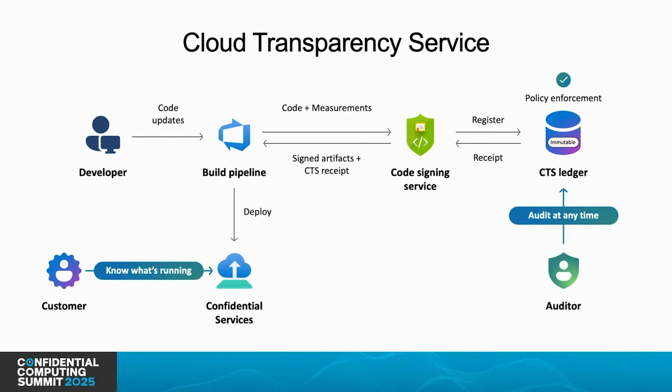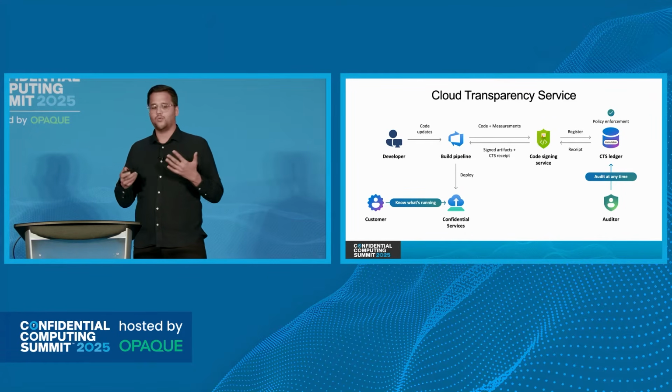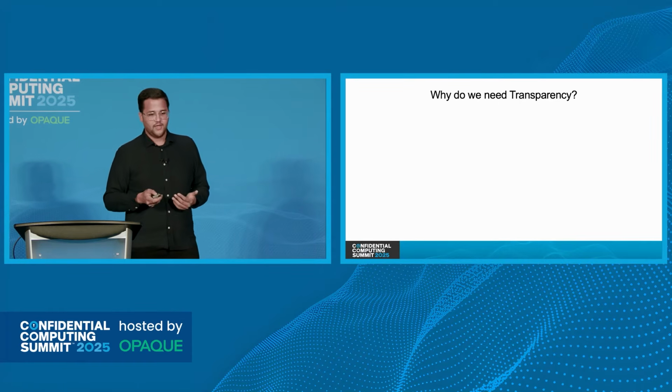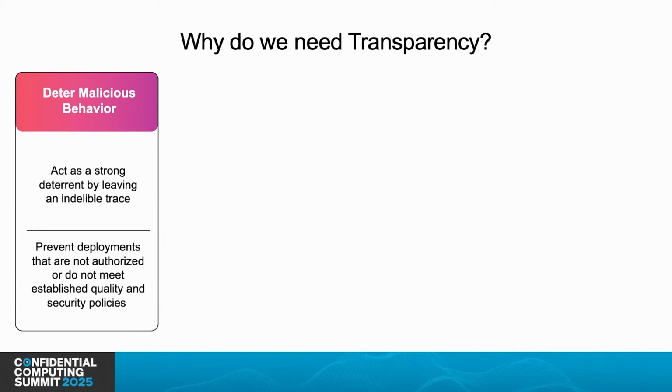So now that we've covered a little bit about what the Cloud Transparency Service looks like in practice, let's talk about why you would want to do that. What's the need for transparency? What are we hoping to gain out of it? So first and foremost, it deters malicious behavior. It acts as a strong deterrent for anybody looking to orchestrate certain supply chain attacks because it leaves a trace. It also gives you an opportunity to prevent deployments that are not authorized or do not meet the established quality or policy that you have set.